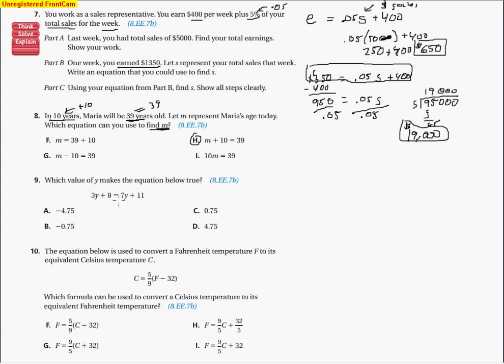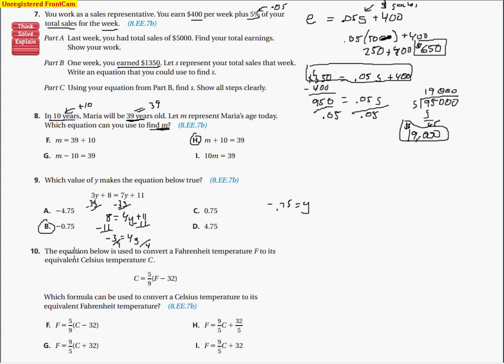So the next one says, which value y makes the equation below true? So I'll go ahead and just solve by doing opposite operations, subtracting 3y from both sides. And so once I do that, I've got now 8 equals 4y plus 11. So I'm subtracting the 11 from both sides now. And so that leaves me with a negative 3 equals 4y. So when I divide by 4, see, I'm getting a fraction, and that fraction's a negative. Negative 0.75 is the value of y in this case. So there it is, letter B.